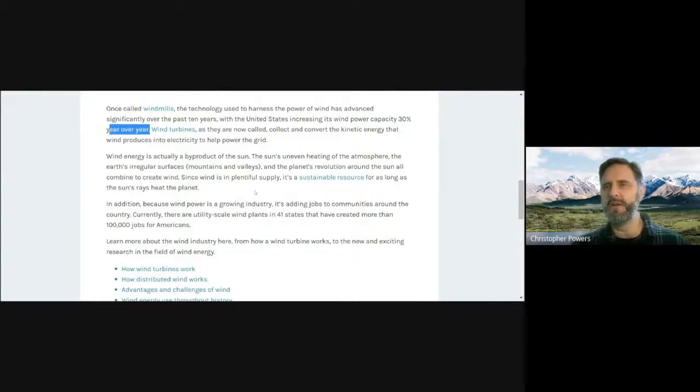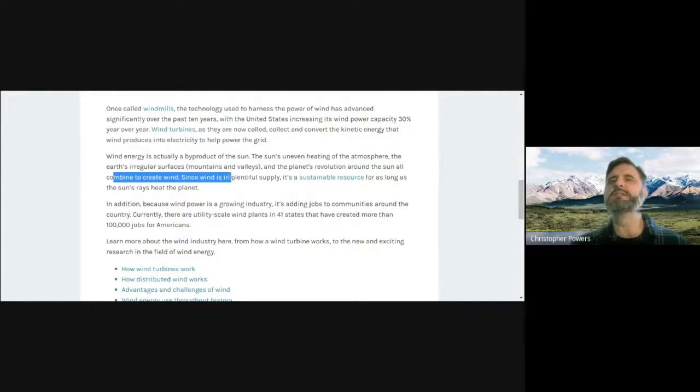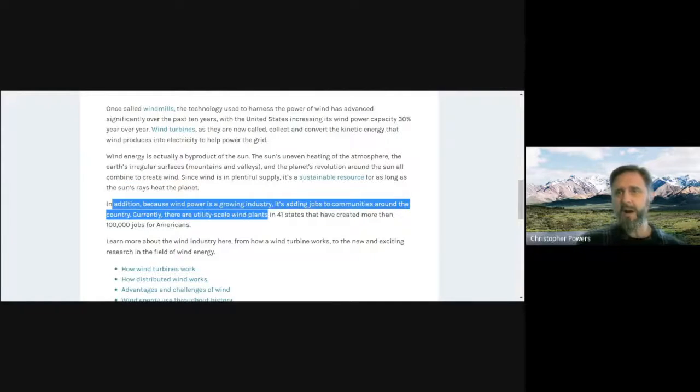All right, so back to wind energy. Okay, the sun's uneven heating, the Earth's irregular surface, mountains and valleys, and the planet's revolution around the sun all combine to create wind. Since wind is in plentiful supply, it is a sustainable resource for as long as the sun's rays heat the planet. In addition, because wind power is a growing industry, this adds jobs, so that's positive, right?